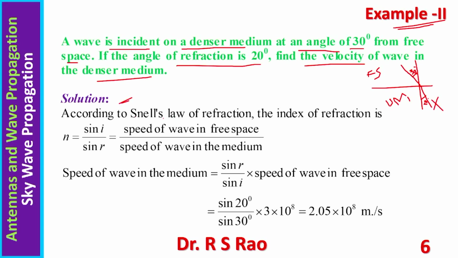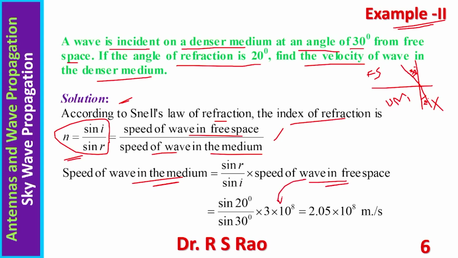Solution. According to Snell's law of refraction, index of refraction n is equal to sin i by sin r. This is Snell's law of refraction. Index of refraction is equal to speed of wave in free space over speed of wave in the medium. From this relation, speed of wave in the medium becomes equal to sin r over sin i into speed of wave in free space. Speed of wave in free space is 3 into 10 power 8.